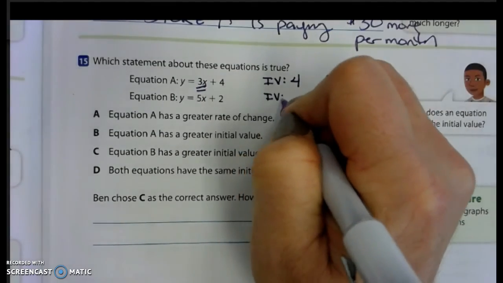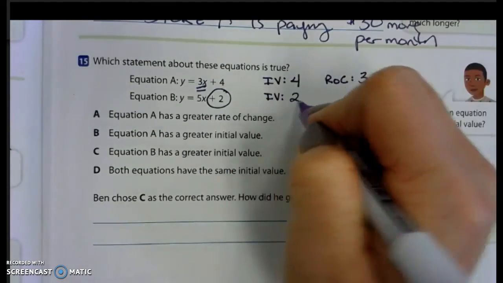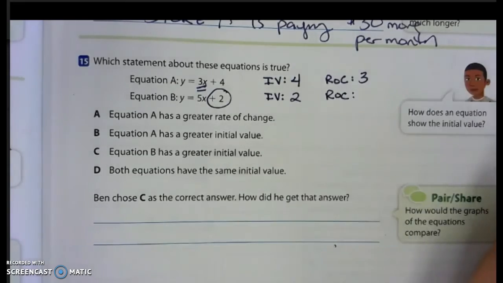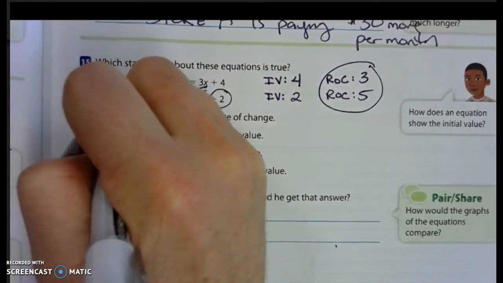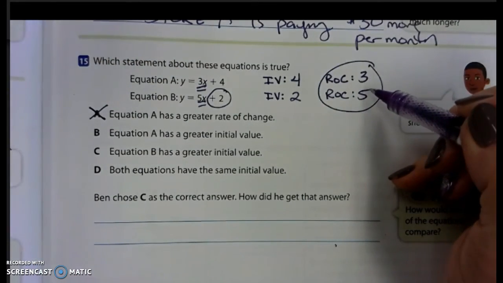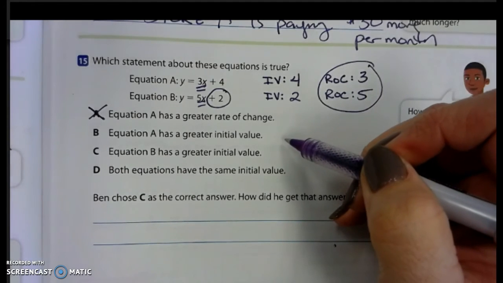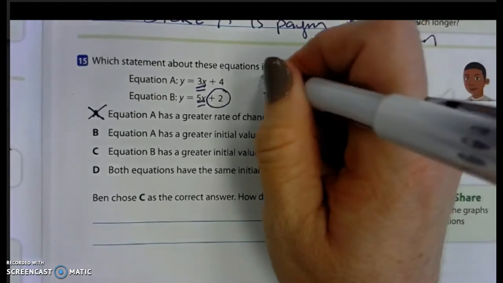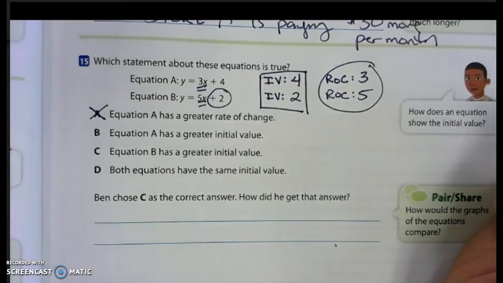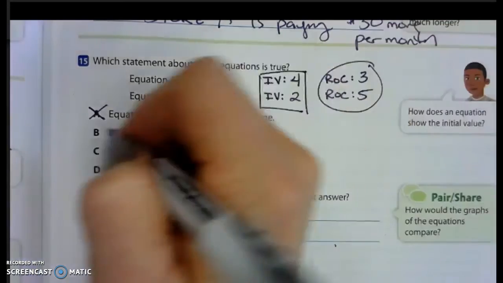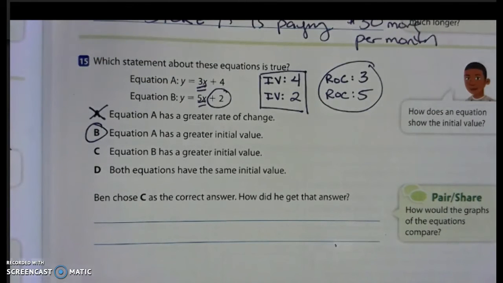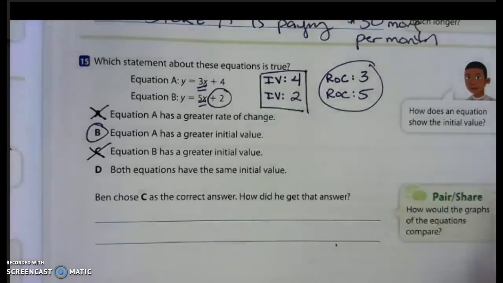Equation B, the initial value only happens one time, and it's the 2. The rate of change is your repeated multiplication, and it is 5. So does equation A have a greater rate of change? The answer would be no, because it is 3 and equation B is 5. B says that equation A has a greater initial value. If we're looking at initial value, equation A is 4, equation B is 2, so yes, equation A has a greater initial value.